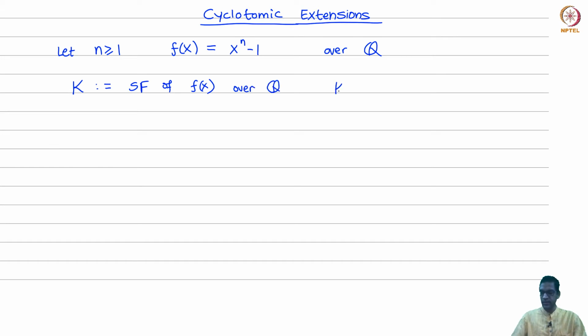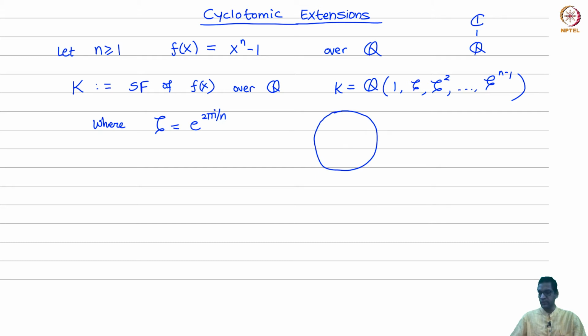Okay, and recall what does that mean. You just have to adjoin to K the roots of this polynomial over some algebraic closure. Since the complex numbers is one algebraic closure that we know about, all we have to do is adjoin the roots of this polynomial, which if you remember are just 1, zeta, zeta squared, till zeta to the n minus 1, where zeta is just e to the 2 pi i by n.